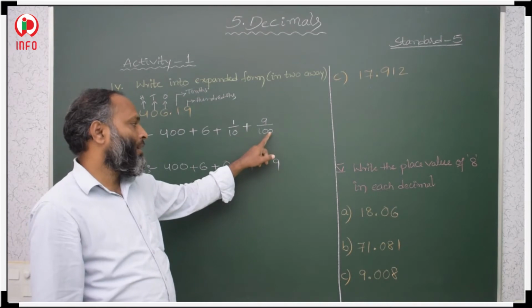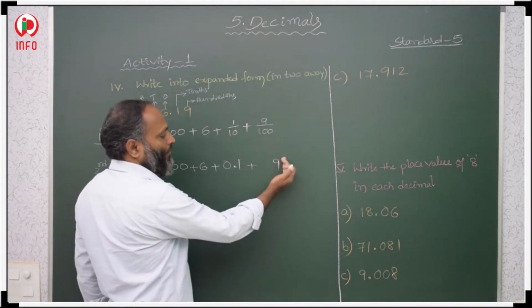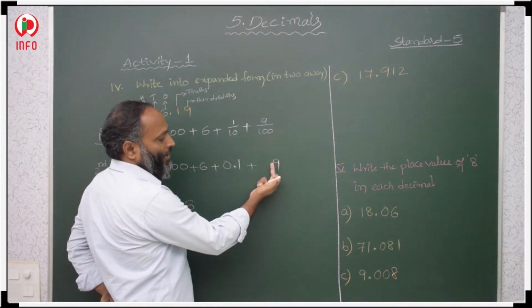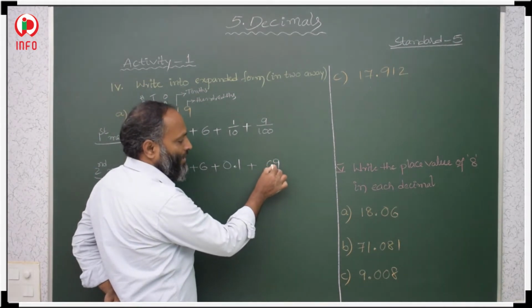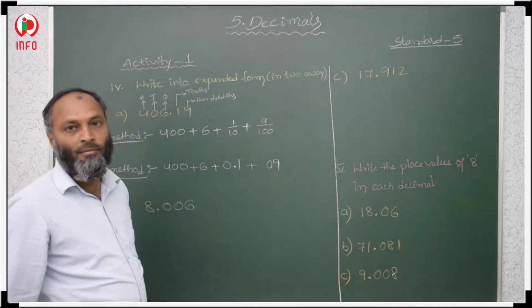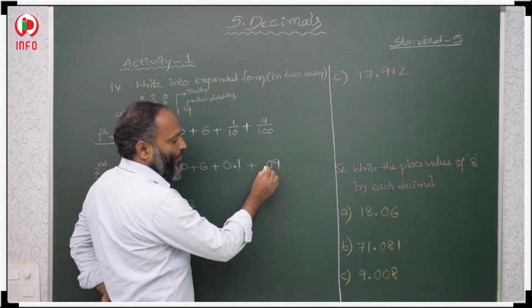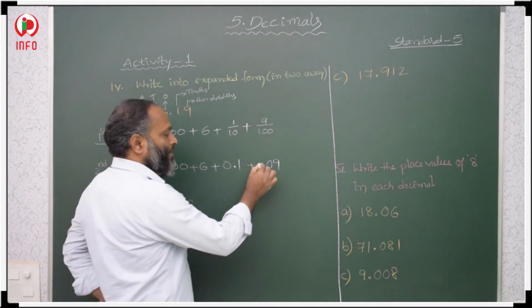Here in the denominator how many zeros are there? 1, 2. So from right to left, after 2 places we keep a decimal. Here 1 place is there, another place we don't have, so in that place we keep a 0. Then 1, 2, after 2 places we keep a decimal, before that no number, keep 0, so 0.09.